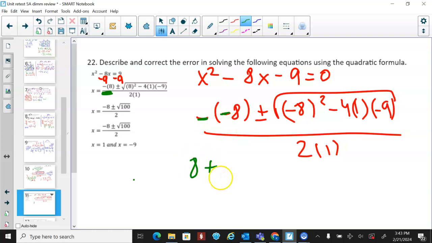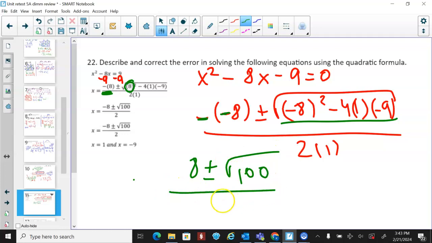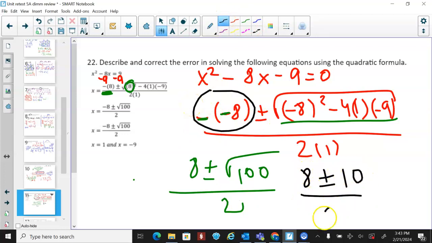It will be 8 plus or minus. Here, even though they didn't plug in negative 8, because you square it, it's still going to be the same number. But it is going to end up being 100 and then 2 matches. So the mistake was right here. So the correct answers would be 8 plus or minus 10 over 2. And that breaks into 2 answers. 8 plus 10 over 2, which is 18 over 2, which is 9. And 8 minus 10 over 2, so that's negative 2 over 2, which is negative 1. Okay? So the answers are not correct.